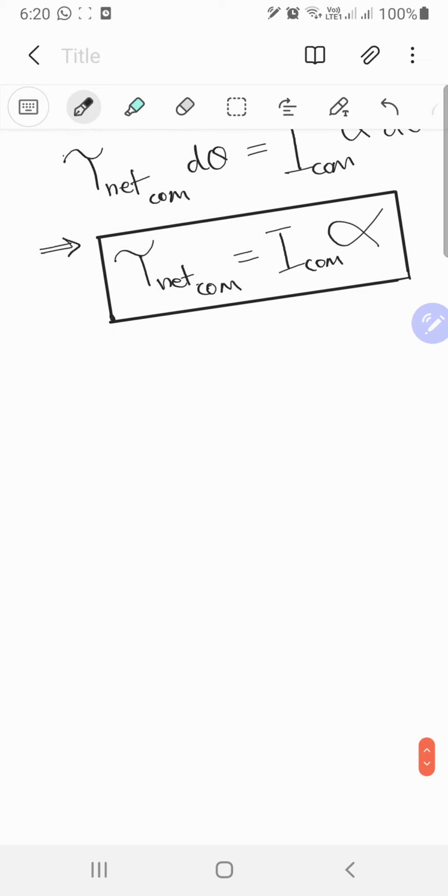So here the thing is that this only works if you have the center of mass as the point with which you are taking the moment of inertia and torque and everything basically. So with other points this may not work. So yeah, that's it. Enjoy.